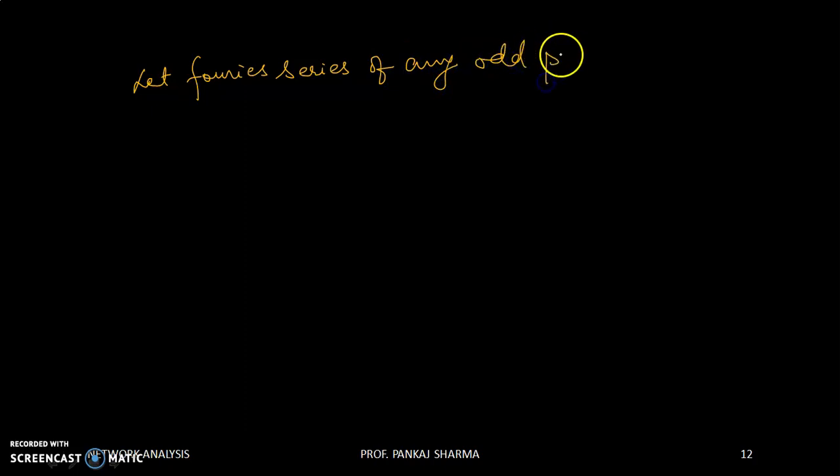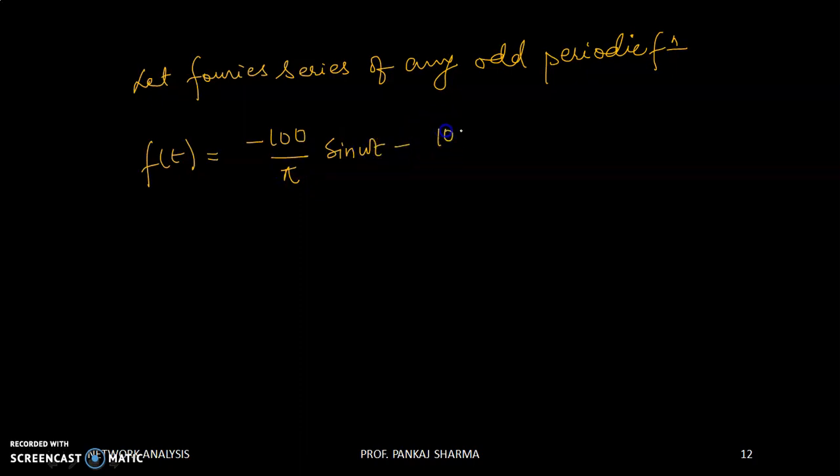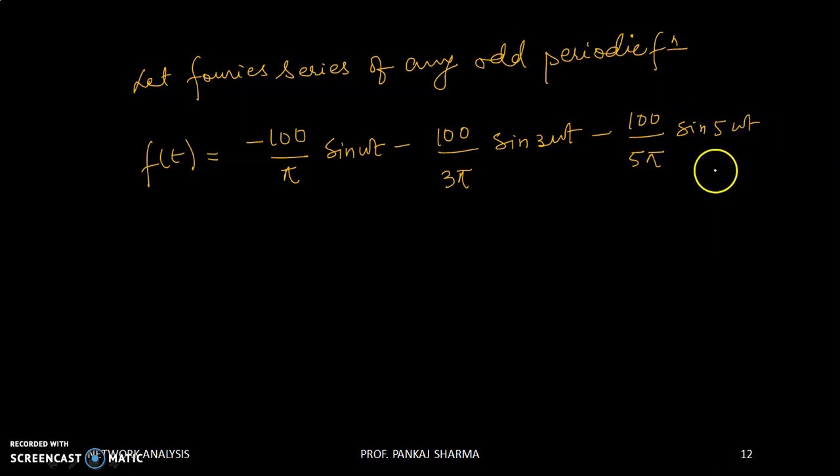Let the Fourier series of any odd periodic function be given by f(t) is equal to minus 100 upon pi sine of omega t minus 100 upon 3 pi sine of 3 omega t minus 100 upon 5 pi sine of 5 omega t, and so on.